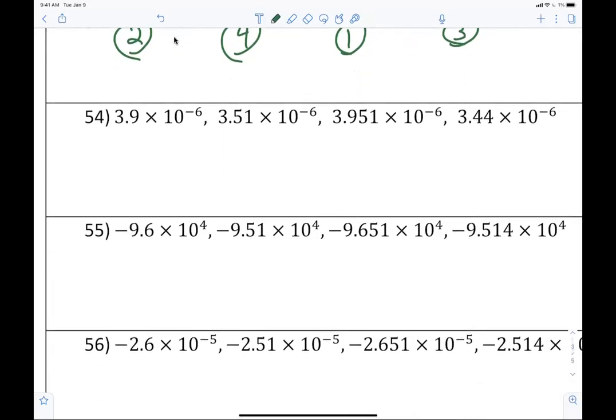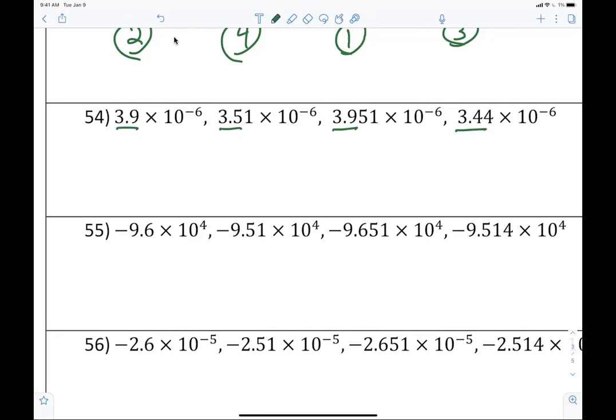Now Emily, check out the exponents. What's true about all the exponents? They're all the same. So all we have to do is look at the numbers. So 3.9, 3.5, 3.9, 3.4. Yeah. So the first 3.9 is the smallest.